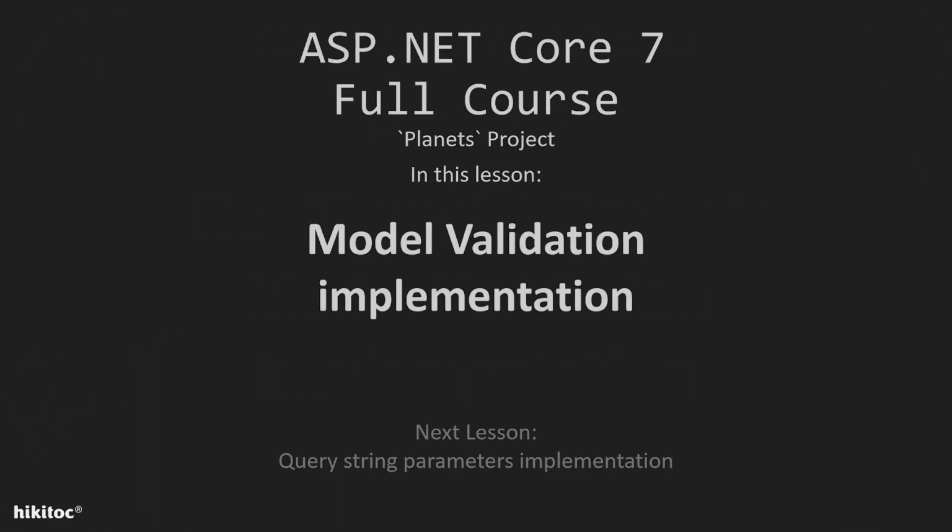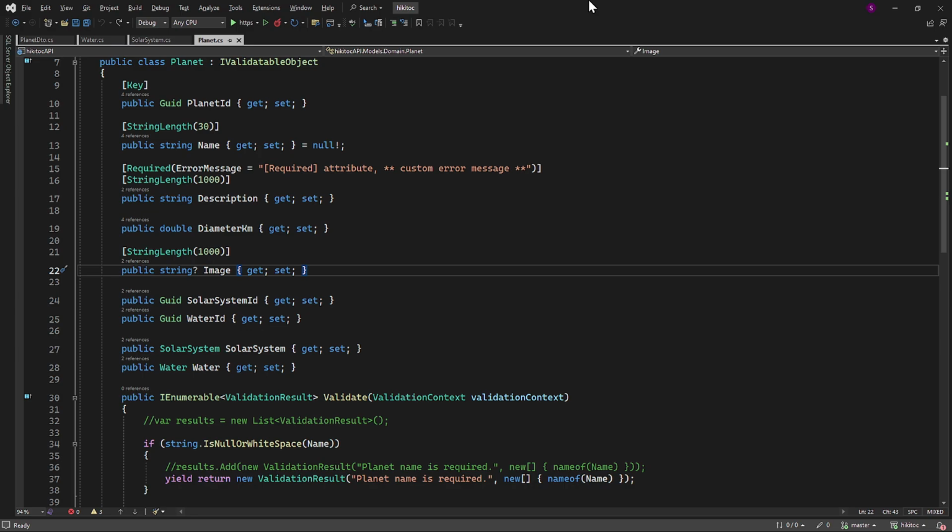Thank you for joining. In this lesson, we will implement model validation for the Planets project. Having covered the majority of the validation topics in .NET Core 7 in the previous lessons, in this video we will quickly implement the required validation for the project. Everything will be pretty straightforward.